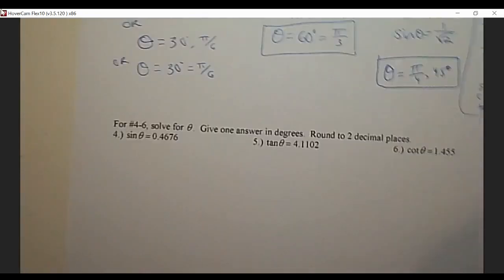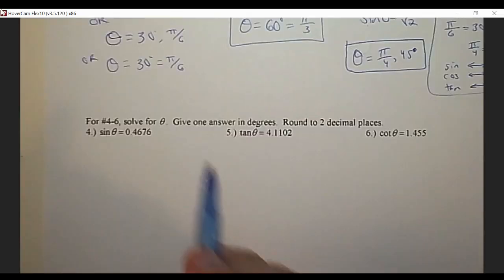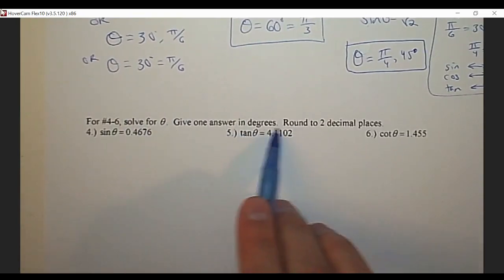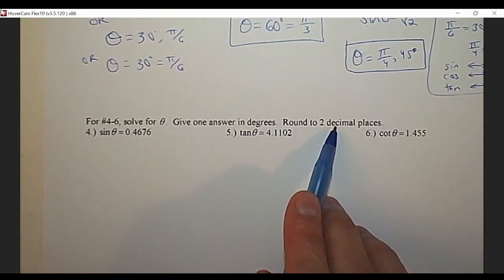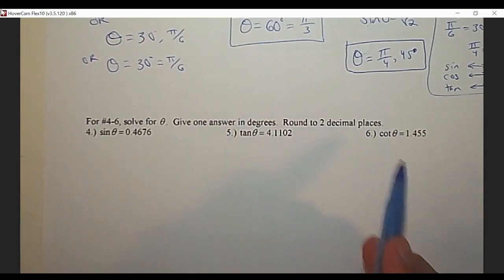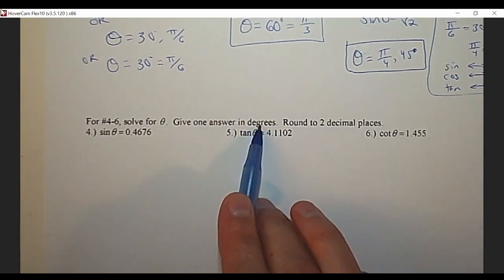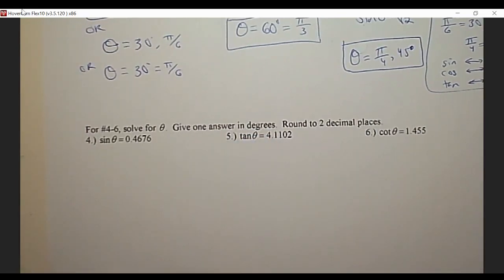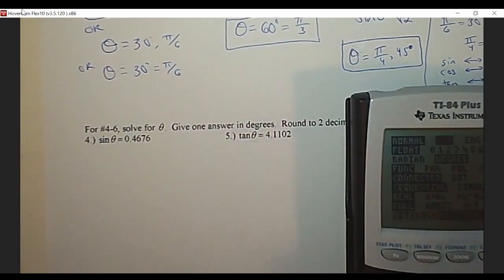All right. So the next part involves using a calculator. The way we know it's going to involve a calculator is because the directions say round to 2 decimal places. So if I'm rounding at all, we're using a calculator. And we're just going to do this in degrees. Like I mentioned in class, we could also do this in radians, but just to keep things a little simpler right now, we're going to do this in degrees.